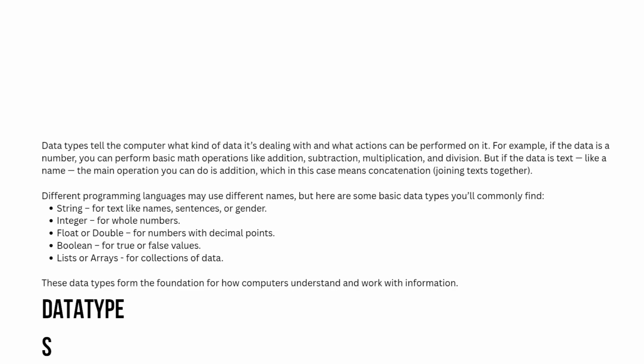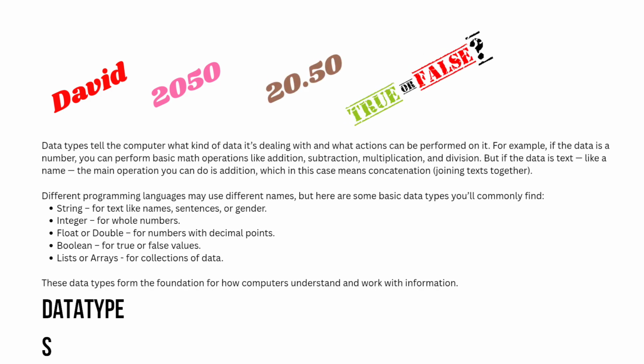Different programming languages may use different names, but here are some basic data types you'll commonly find. String, for text, like names, sentences, or gender. Integer, for whole numbers. Float or double, for numbers with decimal points. Boolean, for true or false values. Lists or arrays, for collections of data. These data types form the foundation for how computers understand and work with information.